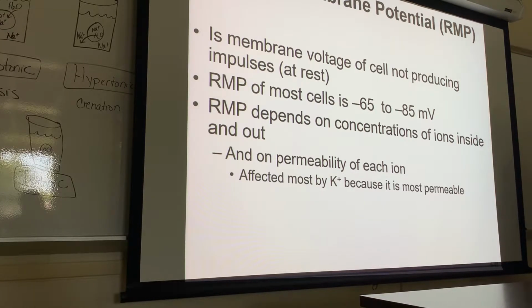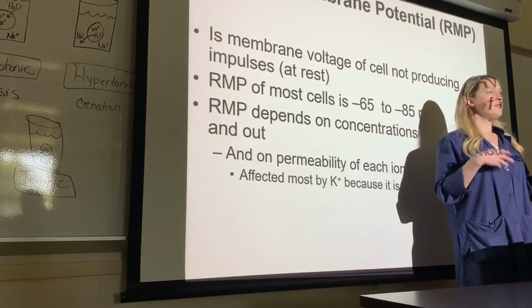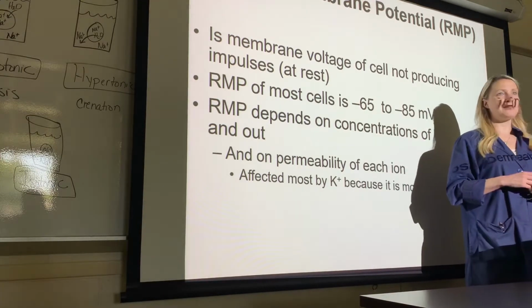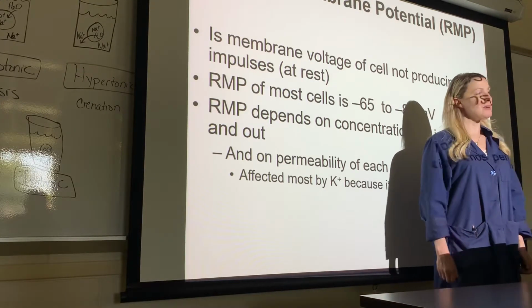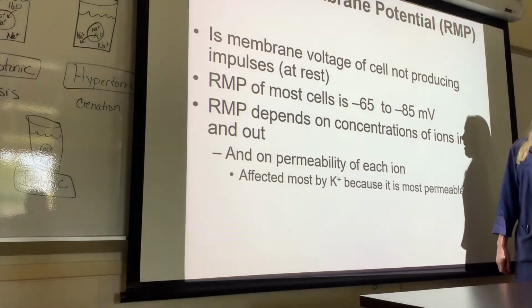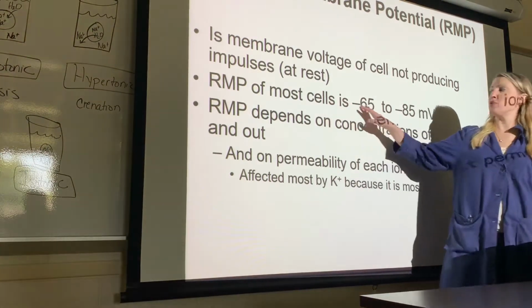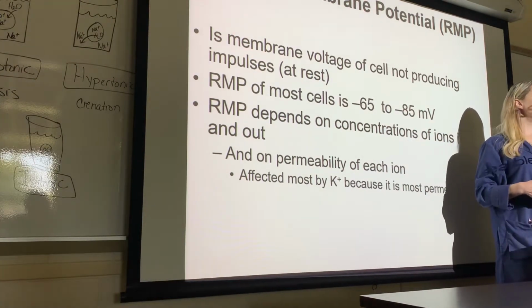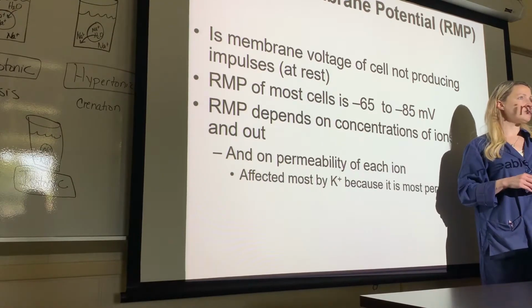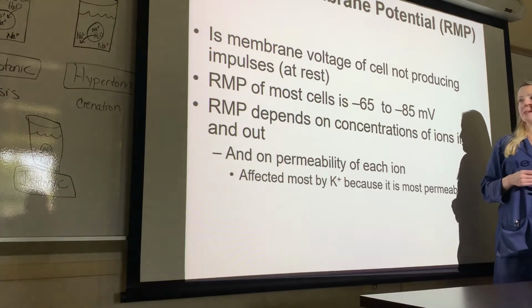So the resting membrane potential is the membrane voltage of a cell not producing impulses, as I said, at rest. If your neurons are just sitting there and you're not using them, or if your heart isn't beating or your skeletal muscles are resting, you're not contracting them, this is what the charge would be. The resting membrane potential of most cells is between minus 65 and minus 85. Again, sometimes, like with cardiac muscle tissue, it's about minus 90 millivolts. Neurons are about minus 70 millivolts.